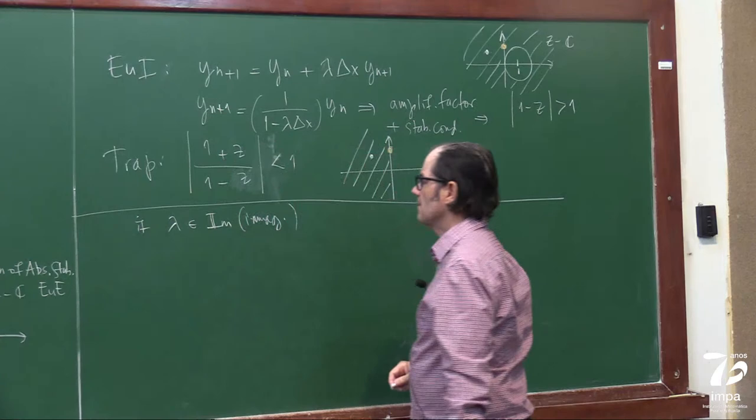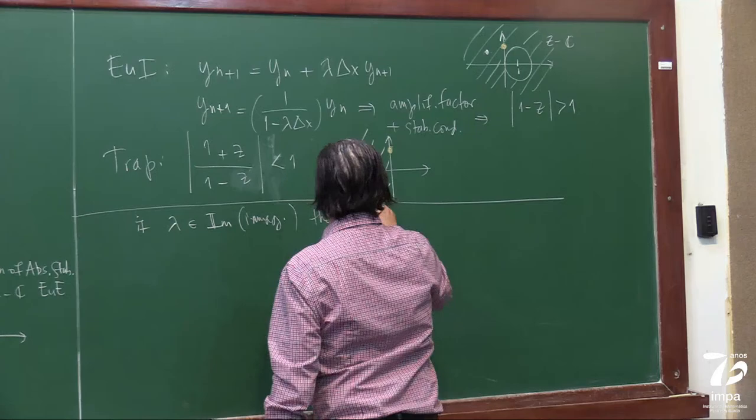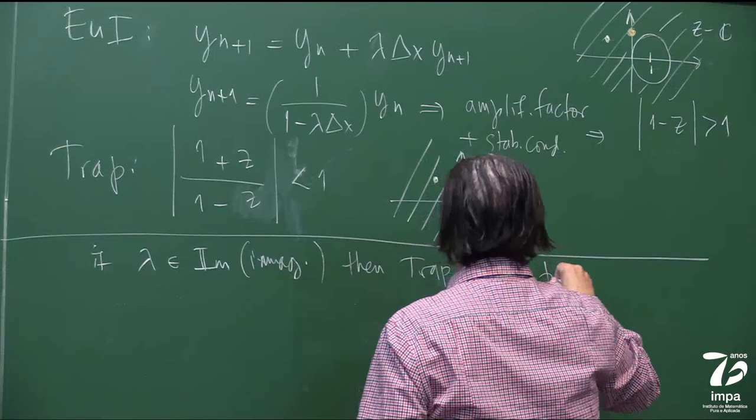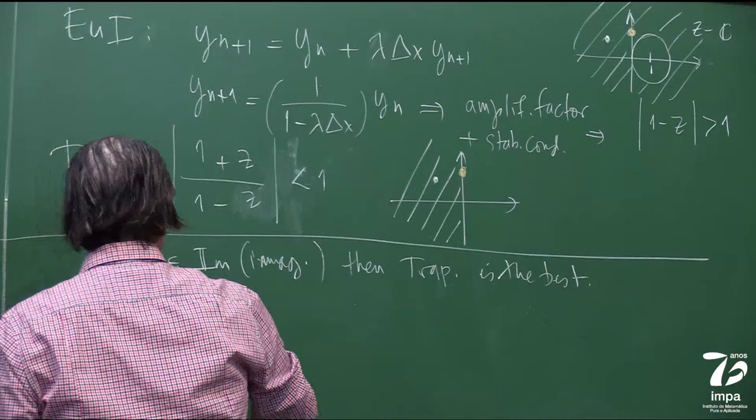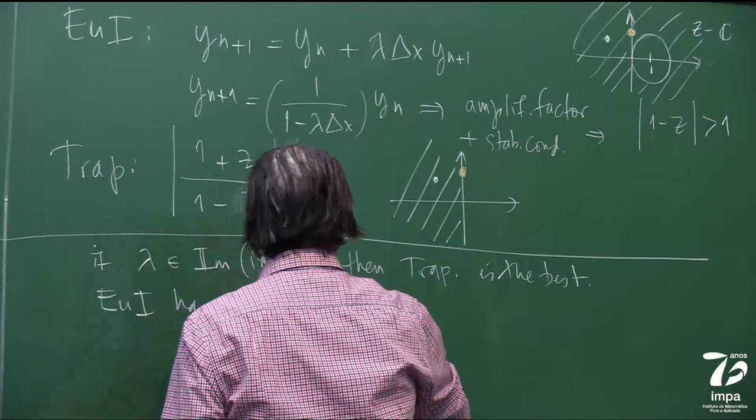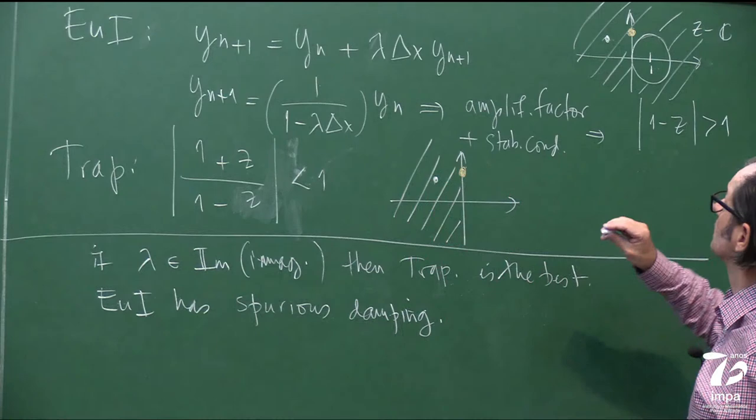Imaginary, then trapezoid is the best. Implicit Euler has spurious damping, right? Which is this region here.